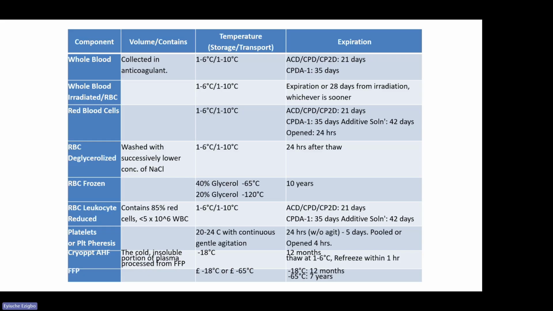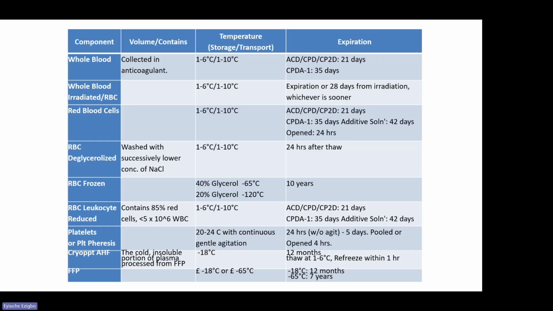We can have red blood cells. We can collect blood and then separate the plasma from the cells, and it can stay up to the same expiry date as the whole blood. Red blood cells can also be frozen or deglycerolized. When red blood cells are frozen at -65 or -120, they can actually be stored for 10 years.